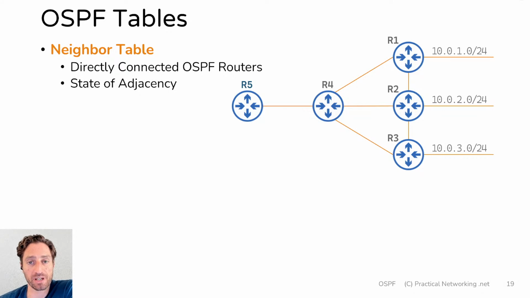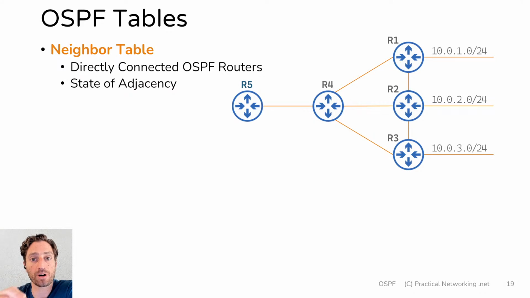In this neighbor table, there are a few pieces of information, but the most significant piece of information is going to be the state of the particular adjacency. Meaning, router 5 is going to have an entry that says, hey, for router 4, I am in full state, or for router 4, I am in init state. And we're going to talk through the different states in a couple lessons, actually.